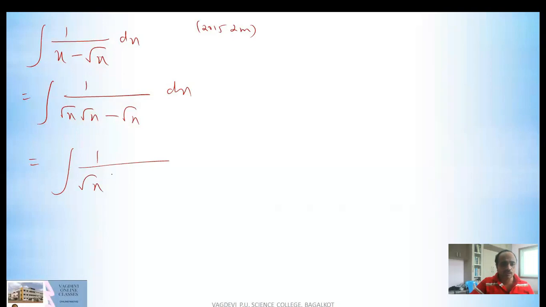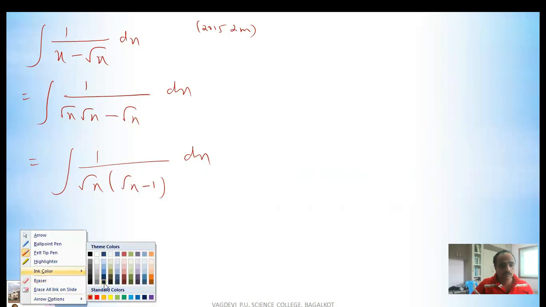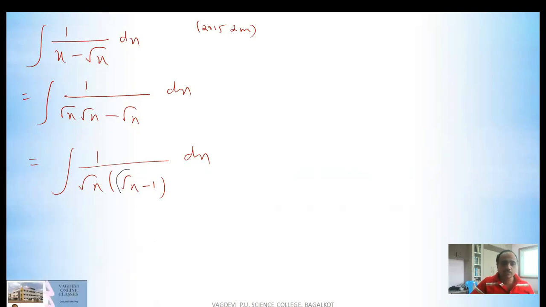Now take root x common. I get root x minus 1. Why do we get 1 here? Because there is only one root x. I have taken it common. So now which is the main function and which is the derivative? Yes. Root x minus 1. Root x is the main function. 1 I can attach because the derivative of 1 will be 0. Whenever a constant is there, you take it along with the function.